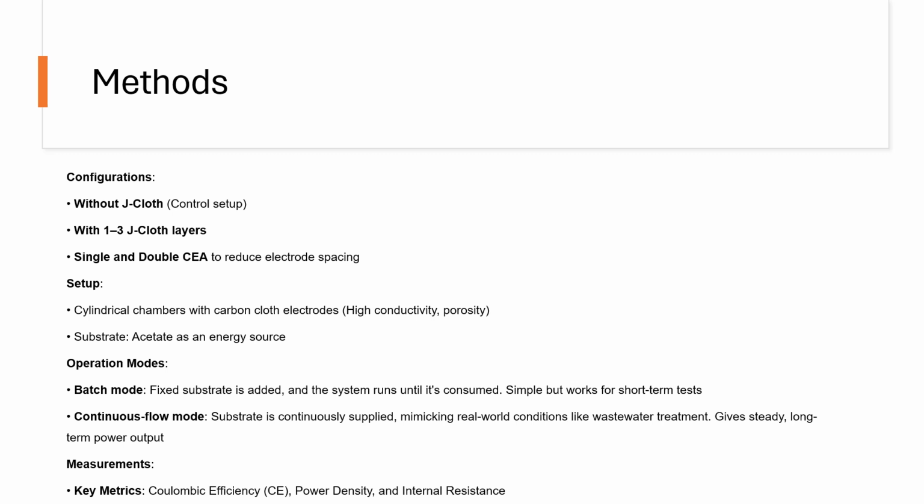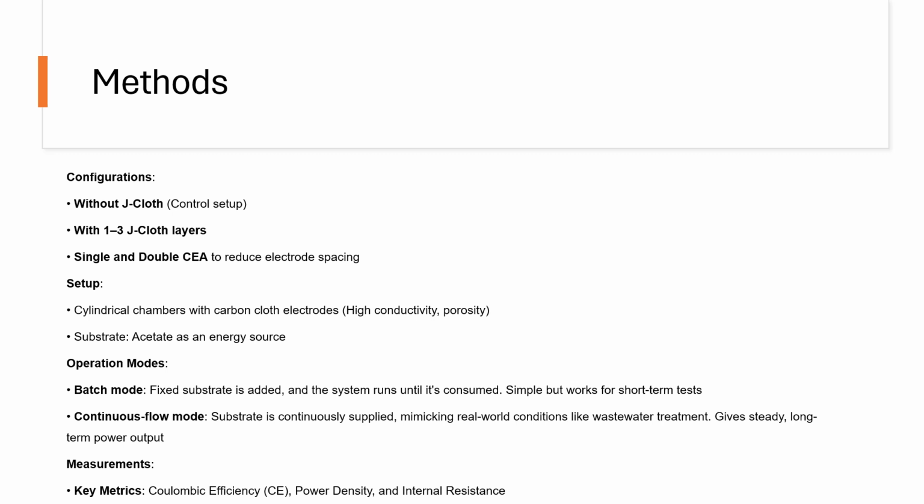Setup: cylindrical chambers with carbon cloth electrodes, which are known for their high conductivity and porosity. Substrate used: acetate as an energy source. Operation modes. Batch mode: a fixed amount of substrate is added, and the system runs until it's consumed. This mode is simple and works for short-term tests.